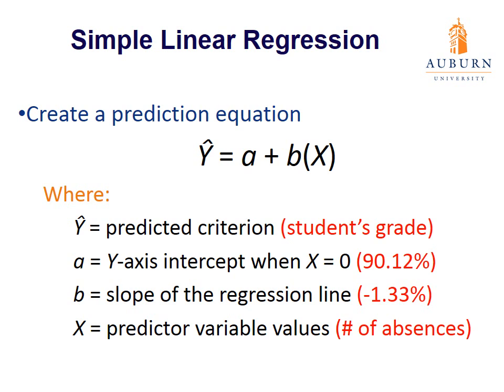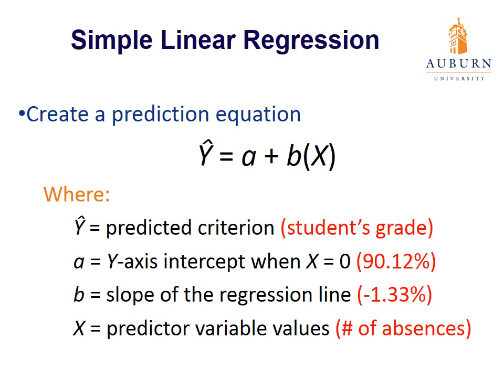Alright, so y hat in this case is our predicted criterion. That would be a student's individual grade at the end of the semester. A would equal our y-axis intercept when x equals 0. So in other words, when there are no absences, what would we predict a student's grade to be? In this case, we would predict it to be 90.12% based on all the data points from previous semesters.